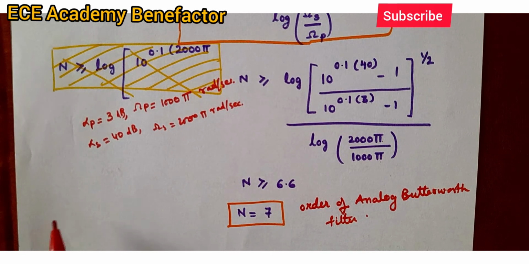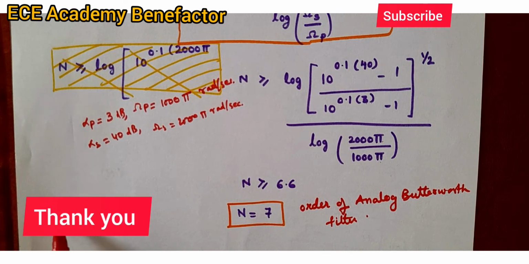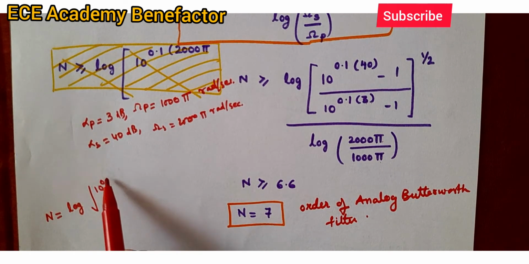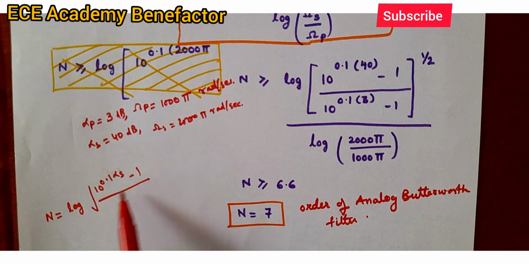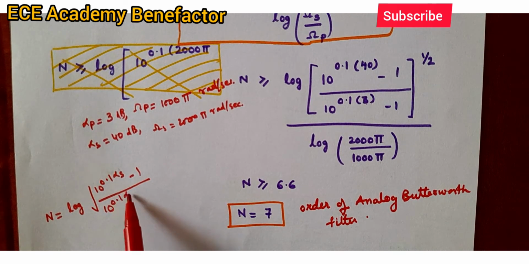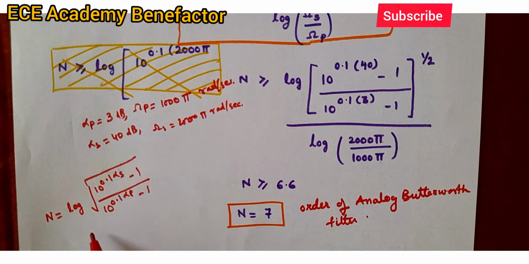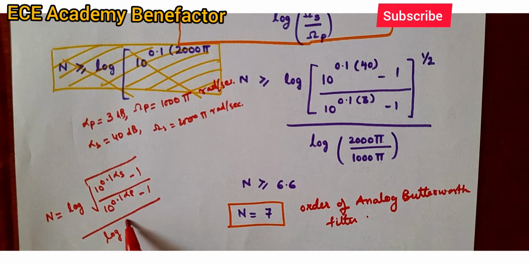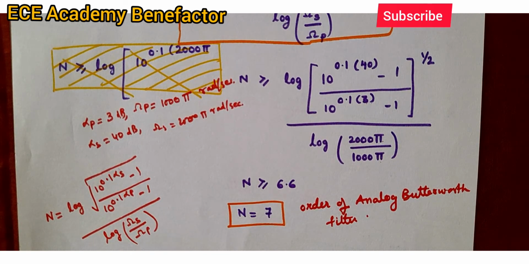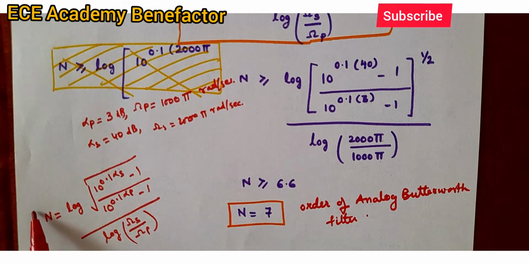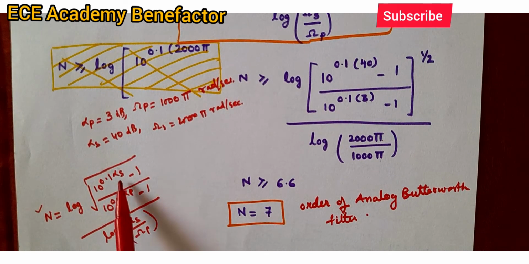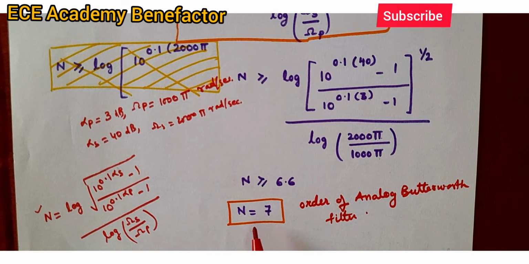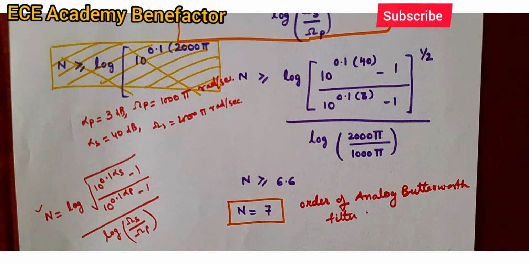I hope you have understood. What is the formula to be used? N is equal to log of root over 10 to the power of 0.1 alpha s minus 1 by 10 to the power of 0.1 alpha p minus 1, divided by log of ohm s by ohm p. By using this formula, you will get the order. Substitute alpha s, alpha p, ohm s, ohm p from the given question, simplify and you will get n is equal to 7.